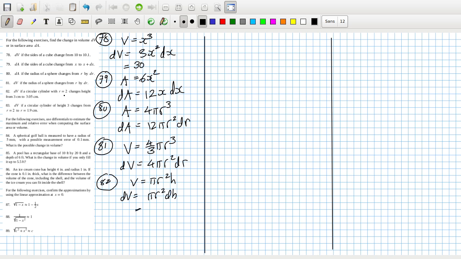The r is 2. The height is 3, and then it's not relevant though. And then 3.05, so that would be pi times r squared, 2 squared, 4, times 0.05. So that's pi over 5.